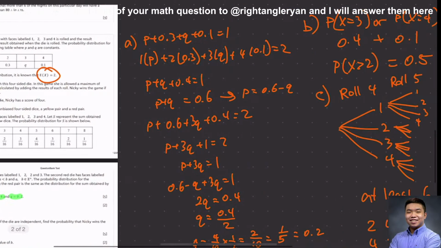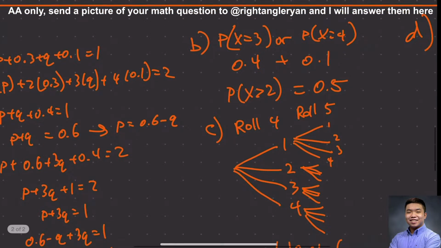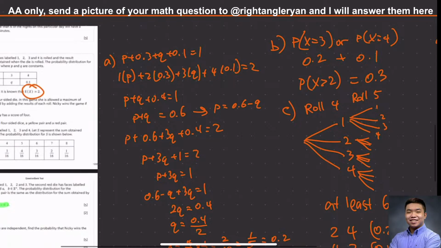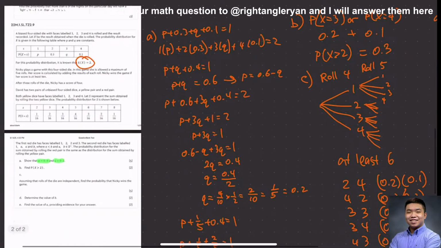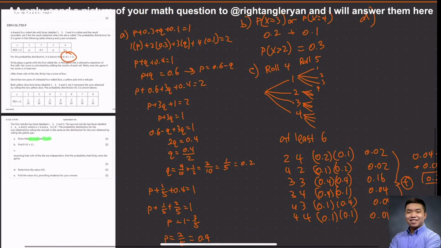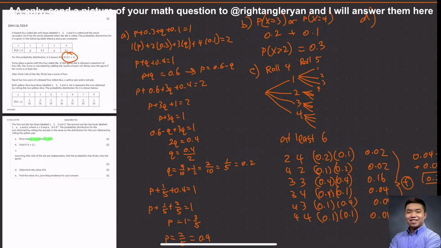Q is 0.2, right? So it's supposed to be 0.2 plus 0.1 here. So this is 0.3. So now it's good, right? And then I probably did something wrong again. So P is 0.4, Q is 0.2. Yes, remember that.